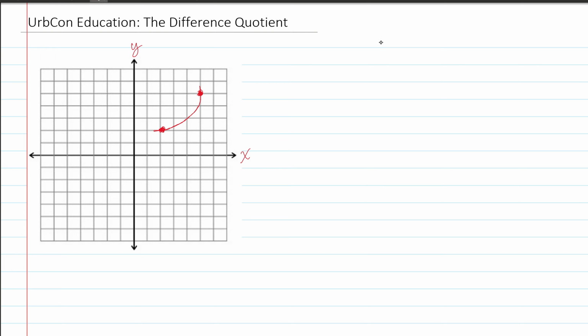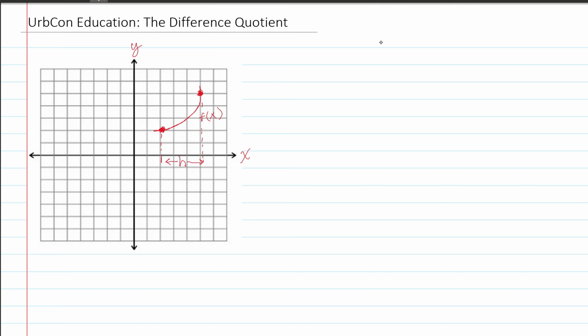Let's say this function is called f of x. It's a little curve and it has these 2 points there. So between these 2 points, the distance between these 2 points on the x-axis we'll call h. So h will be this distance between these 2 points on the x-axis.